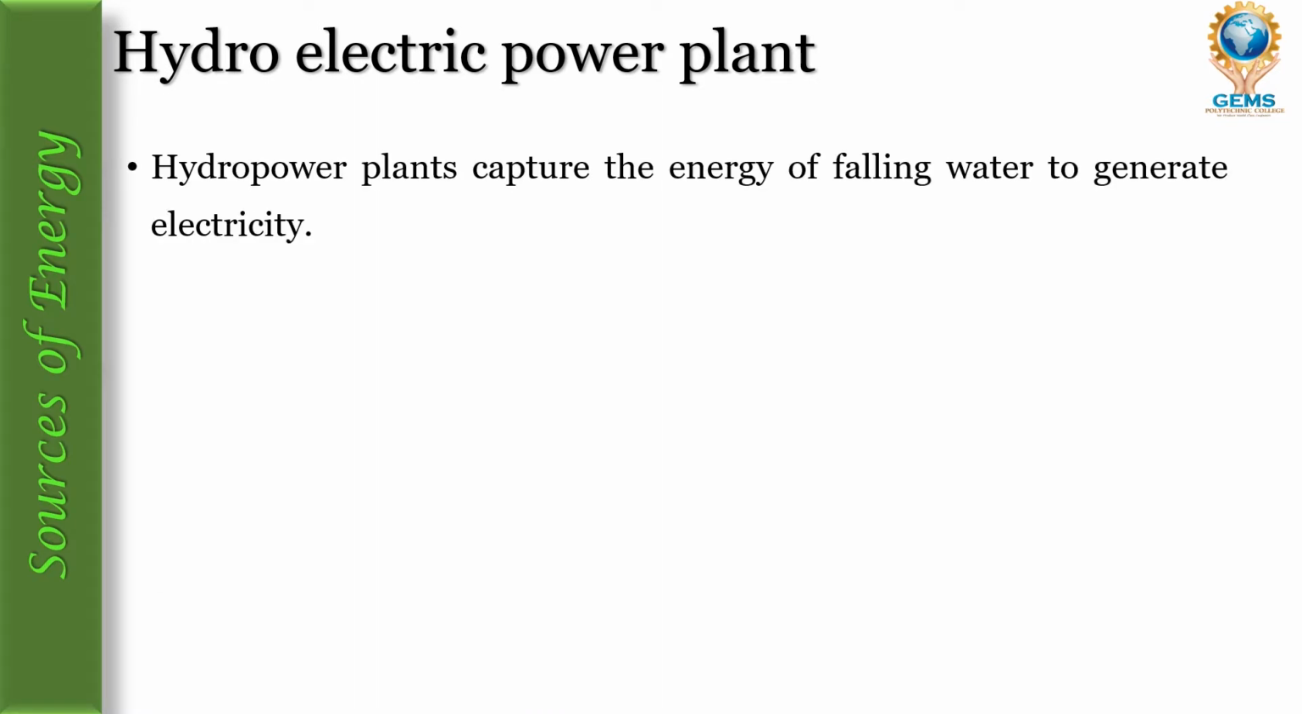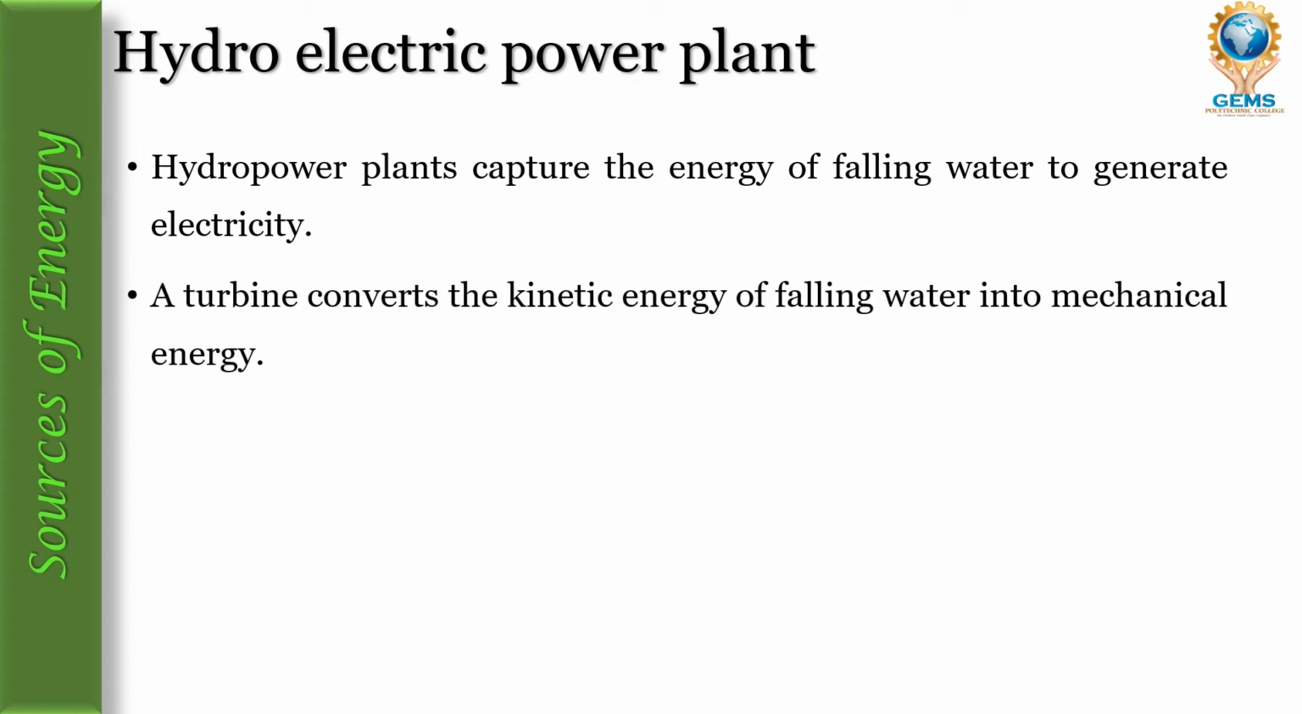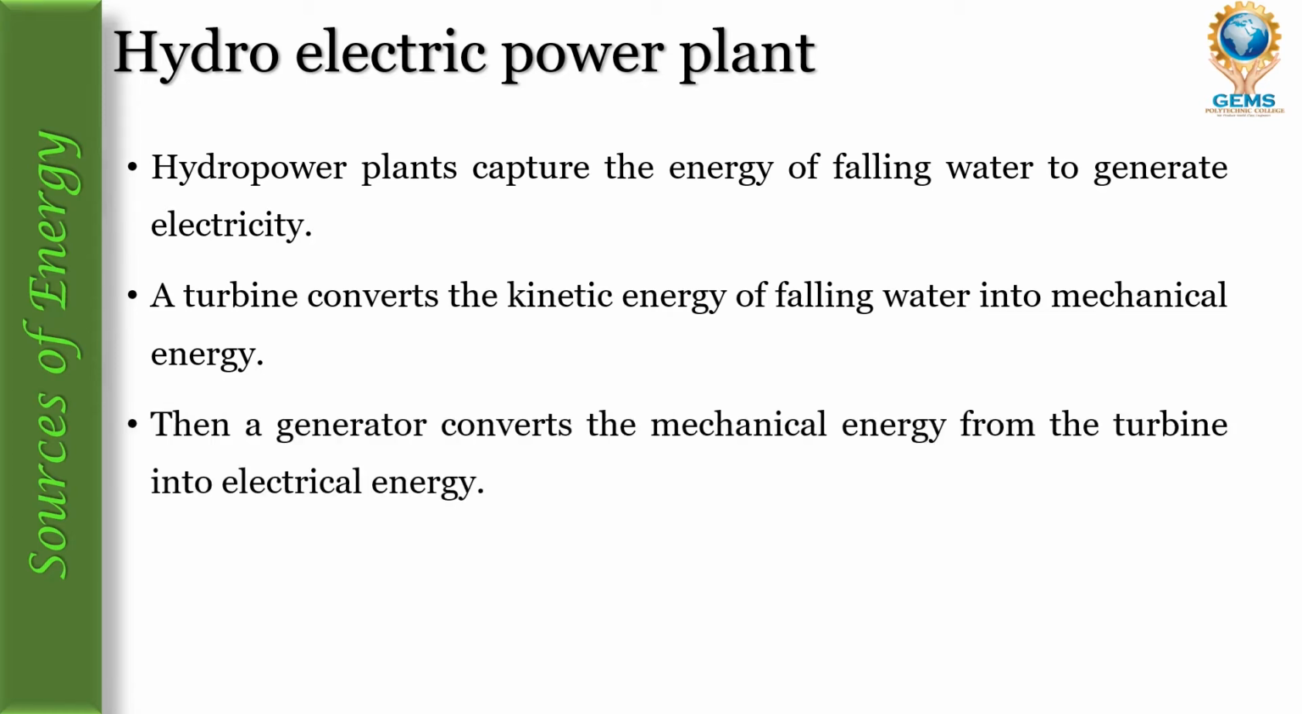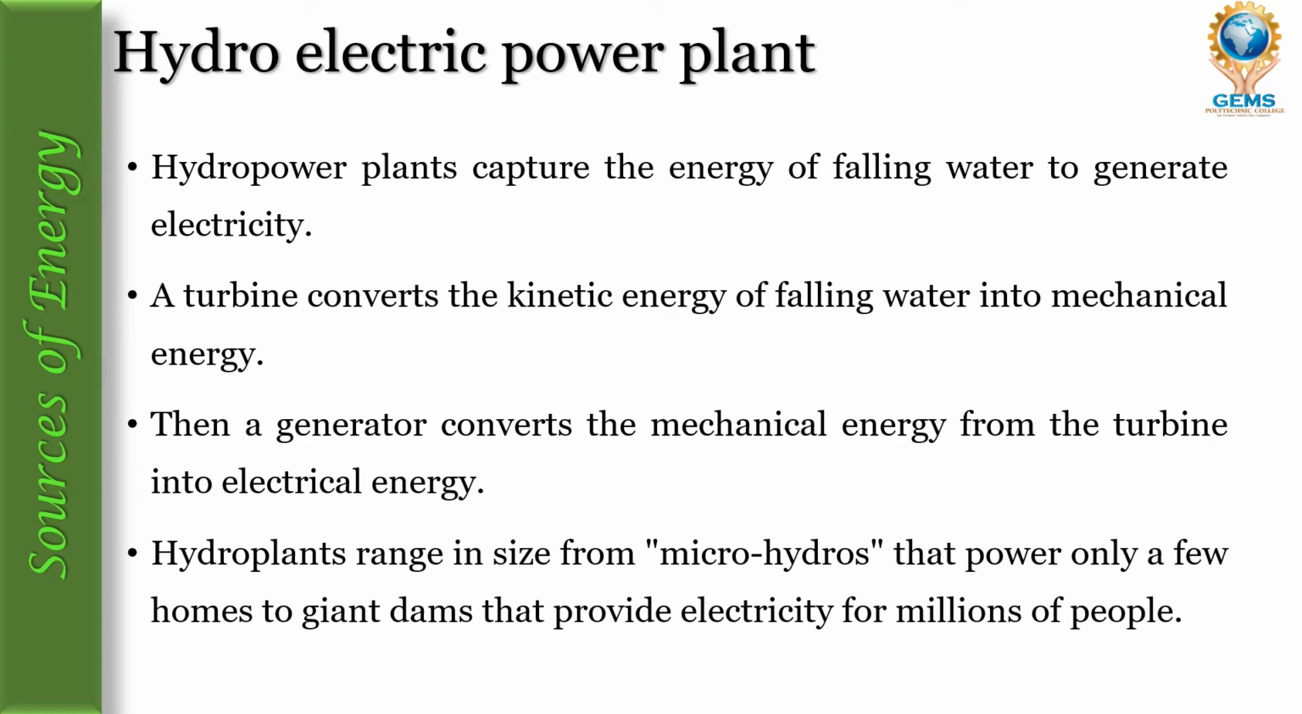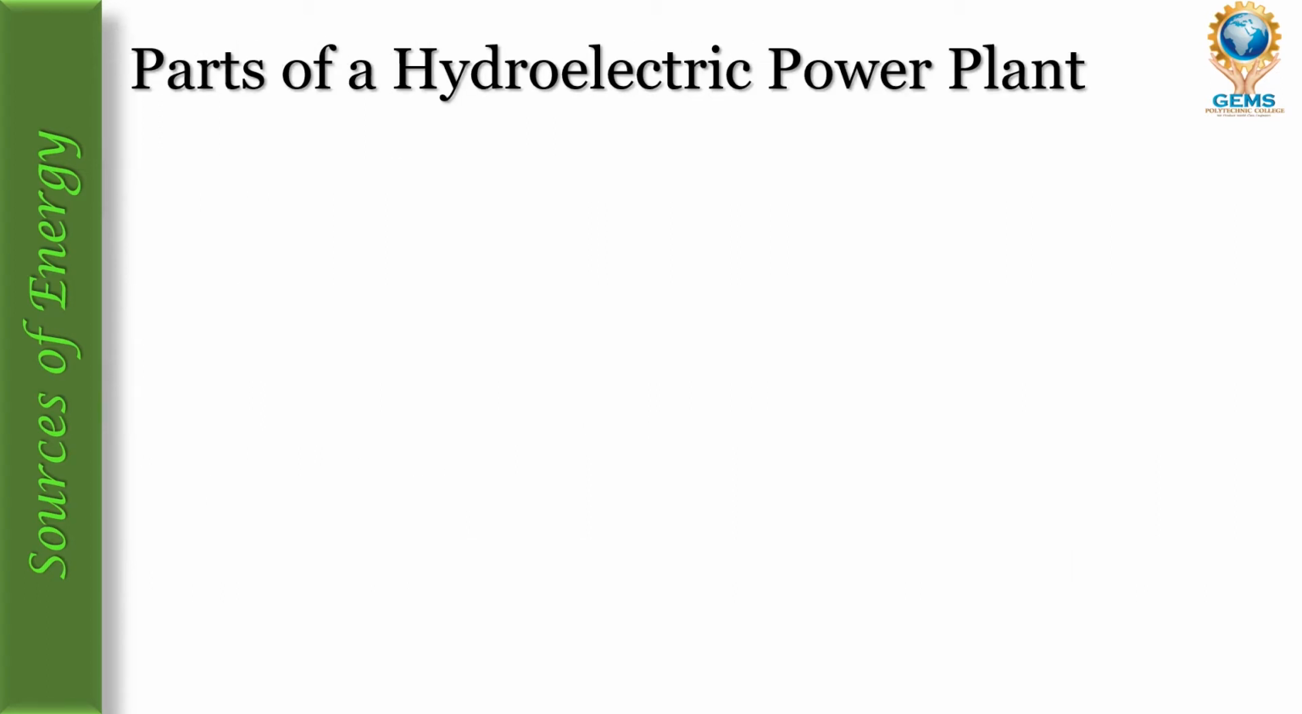Hydroelectric power plants capture the energy of falling water to generate electricity. A turbine converts the kinetic energy of falling water into mechanical energy. Then a generator converts the mechanical energy from the turbine into electric energy. Hydro plants range in size from micro hydros that power only a few homes to giant dams that provide electricity for cities. Let's see the parts of the hydroelectric power plant.